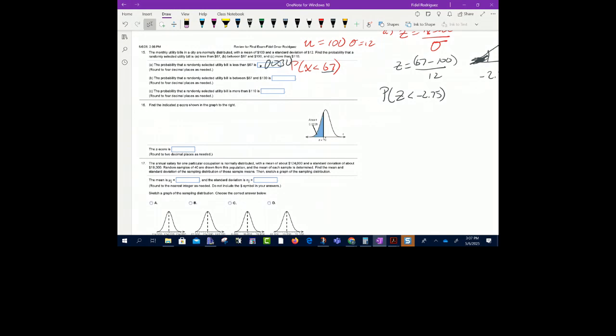Okay, now look, y'all, let's do part B. Let's see if we can figure out part B. Part B says, what's the probability that our utility bill is going to be between 87 and $100, right?